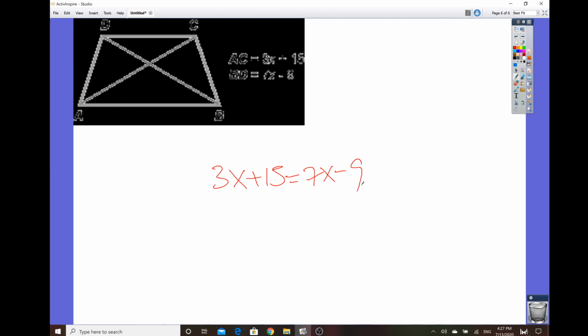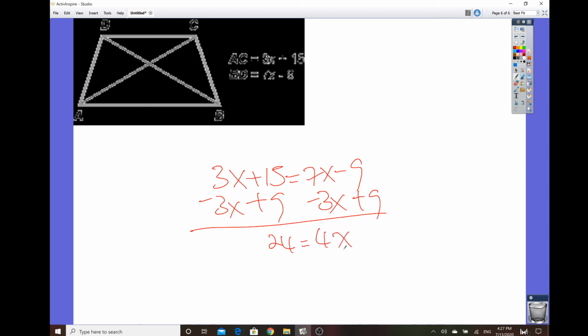Solve for x. Subtract 3x from both sides, and then add 9. So we have 24 equals 4x. Then divide by 4. So x is 6.